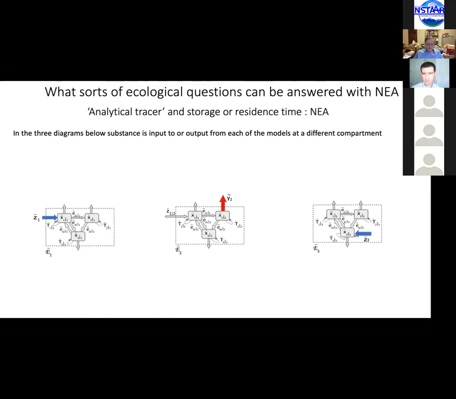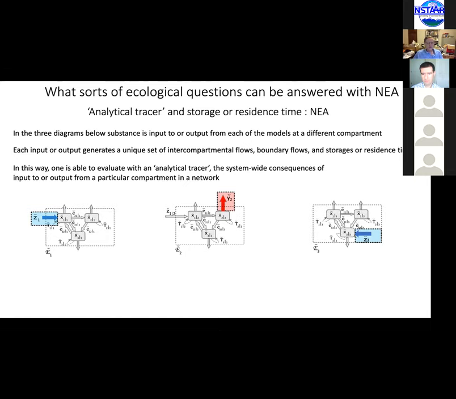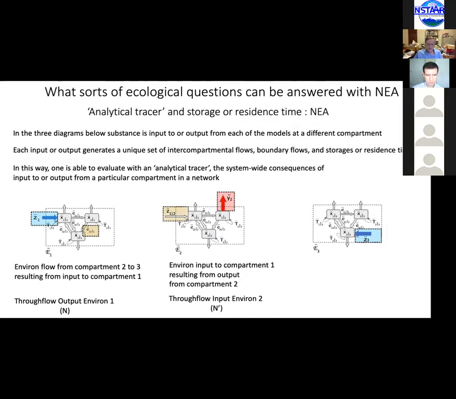So here are three examples. Then I'm going to give you a numerical example, but here's the general concept of what I'm going to be talking about. We've got three models down there, and we've got three different inputs or outputs. And each one generates a unique set of flows, intercompartmental flows, boundary flows, and storages. This way we're able to evaluate the system-wide consequences of that input or output. So for example, we can ask, what is the environment flow between compartment 2 and 3, if we have an input to compartment 1? That would be the throughflow environment 1 out of the in matrix.